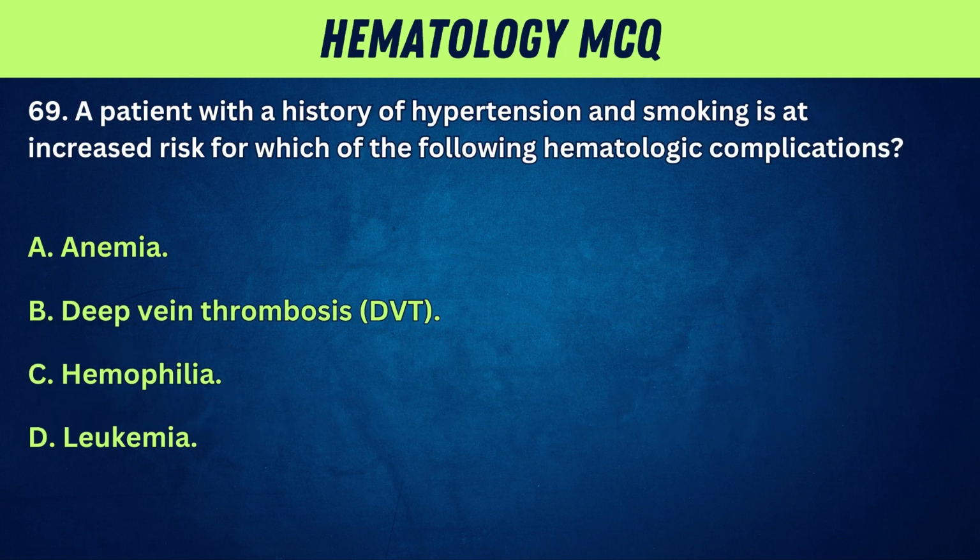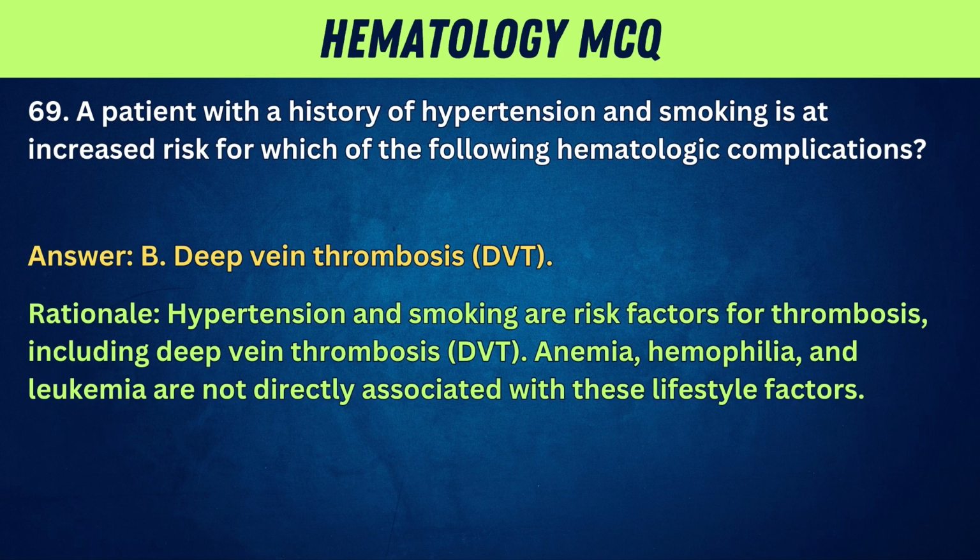69. A patient with a history of hypertension and smoking is at increased risk for which of the following hematologic complications? A. Anemia. B. Deep vein thrombosis, DVT. C. Hemophilia. D. Leukemia. Answer: B. Deep vein thrombosis, DVT. Rationale: Hypertension and smoking are risk factors for thrombosis, including deep vein thrombosis, DVT. Anemia, hemophilia, and leukemia are not directly associated with these lifestyle factors.